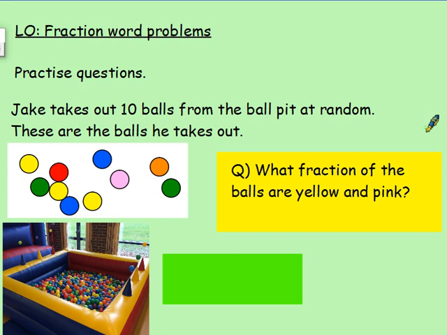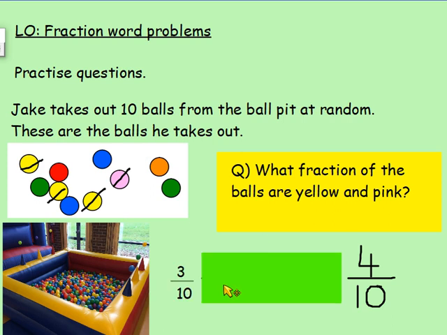What fraction of the balls are yellow and pink? So, let's work out the denominator first, so the bottom number. Well, how many do we have all together? We've got 10. How many are yellow and how many are pink? Let's have a look. So we've got 1, 2, 3 and 4. So the answer is 4/10. 4/10 of the balls are yellow and pink.